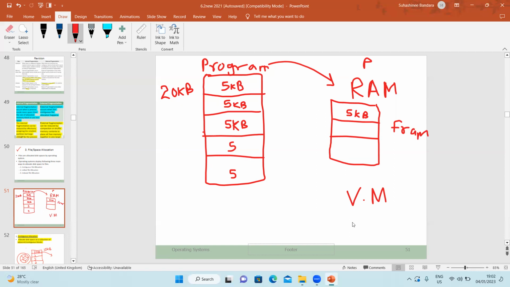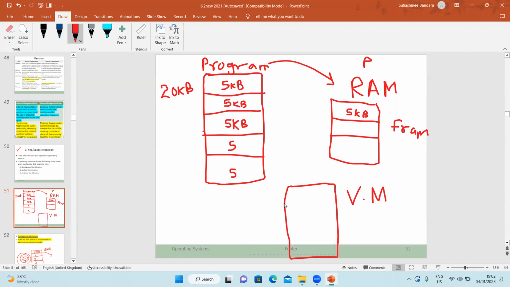Virtual memory, that is in the hard disk, is a temporary memory. So virtual memory also is going to break into same sizes. Okay, later we will discuss that. Same block sizes, that is 5 KB. So the operating system is the one who is going to decide the size of the block or frame or page.